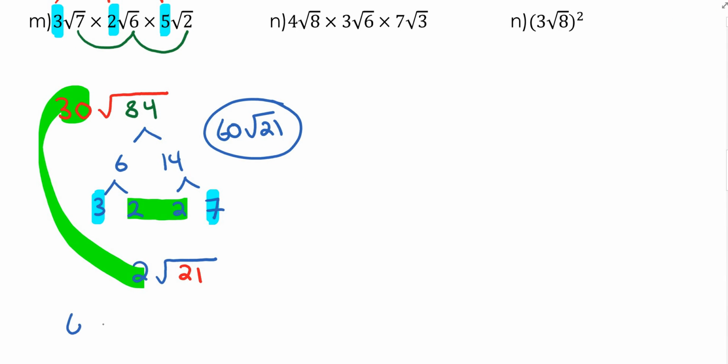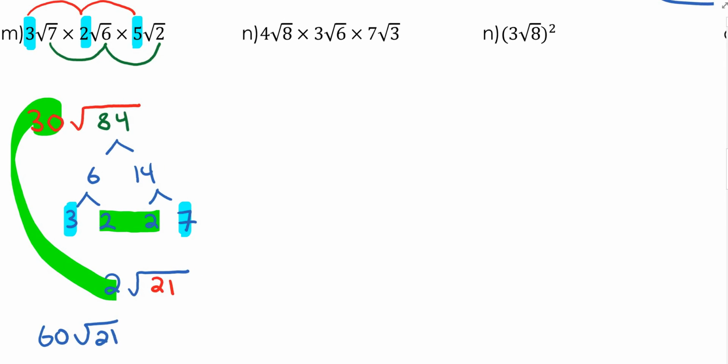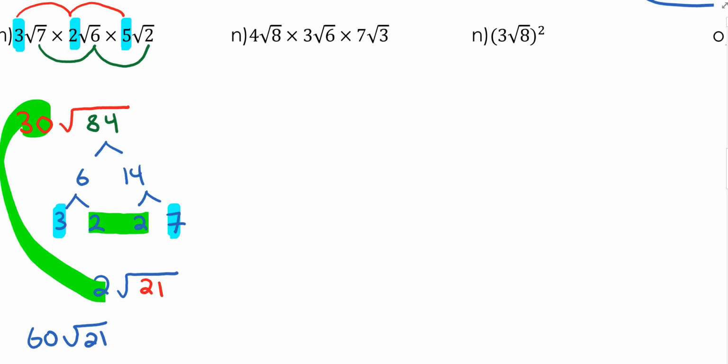Or maybe I can write 60 root 21 at the very bottom. Okay, let's move on to the next letter. So 4 times 3 is going to be 12. And then 12 times 7 is going to be 84, I believe. And then let's do the inside numbers. 8 times 6 is going to be 48. And 48 times 3 is going to be 144.